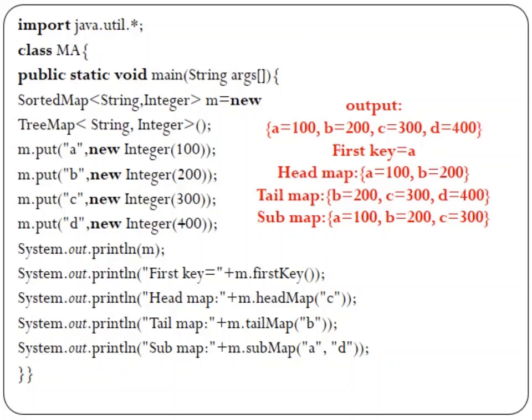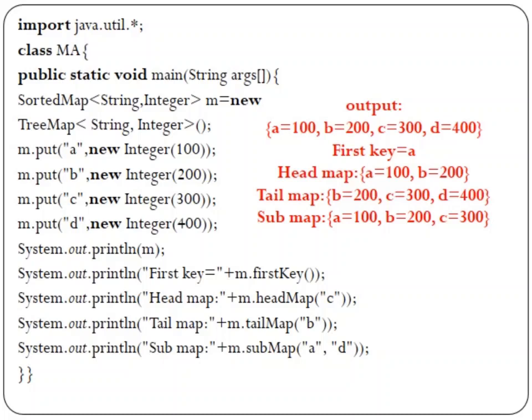Then tail map of B. A tail map is a method which is going to return all the values including the key value till the end value. So here I specified the key value as B. Now what the tail map will do, including the B, it is going to return all the key values, that is B, C and D. So I am getting B, C and D as a value.